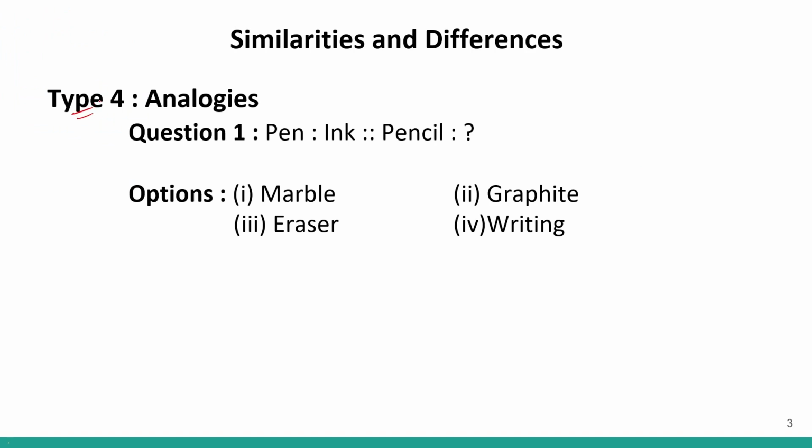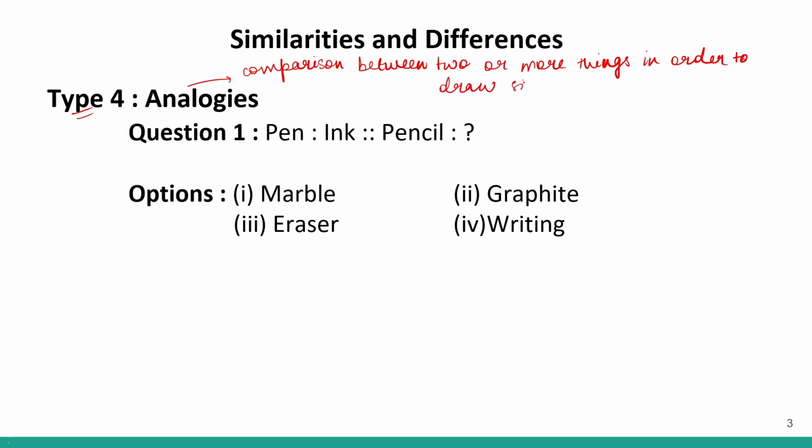So what do you actually mean by analogies? Analogies is the comparison between two or more things. It could be shapes, numbers, elements, objects, alphabets, it could be anything, in order to draw similarities. This is what you mean by analogy.